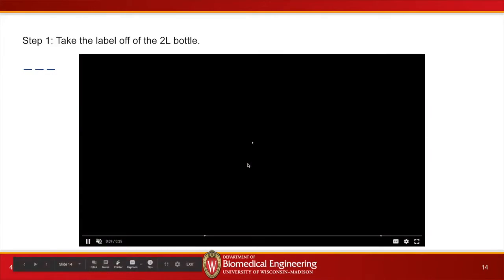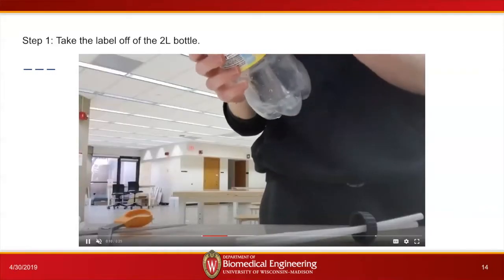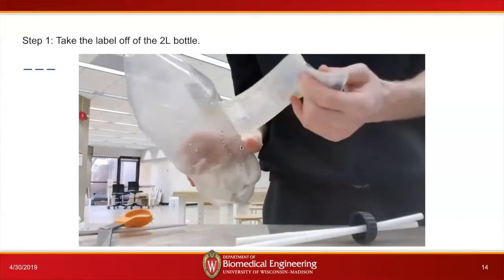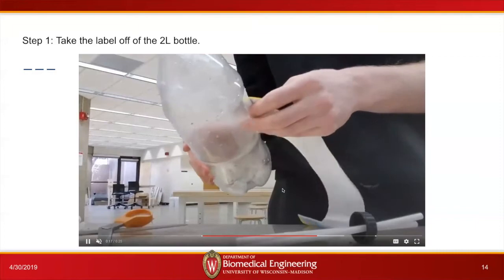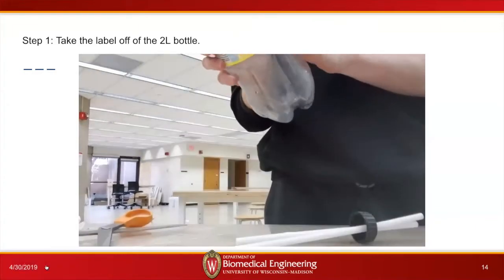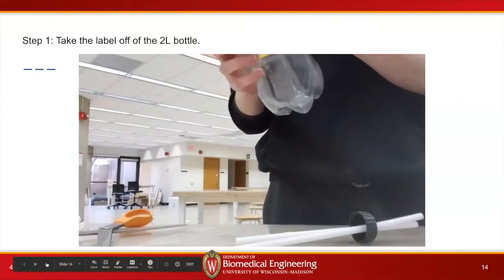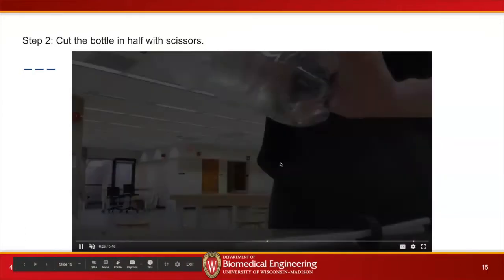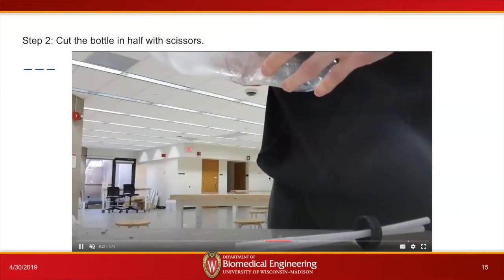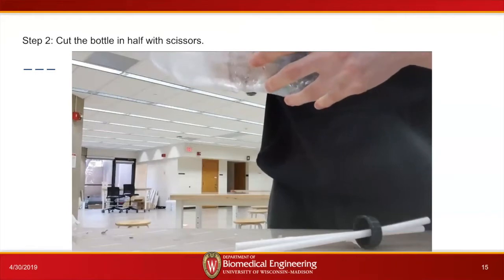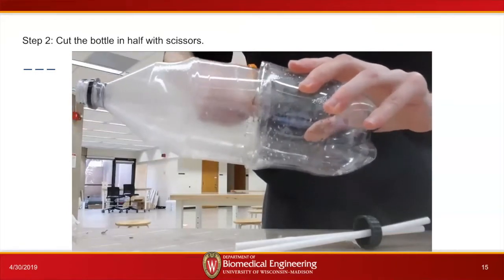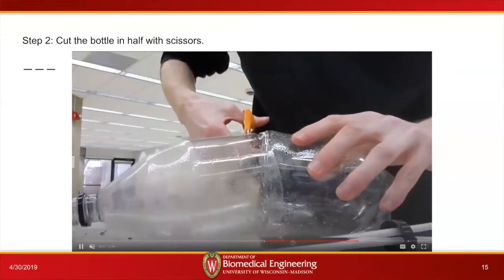The first step is to take the label off of the clear 2-liter bottle so that you can see the inside. Secondly, cut the bottle in half using scissors. This upper portion of the bottle will act as the chest cavity where the lower respiratory system resides.